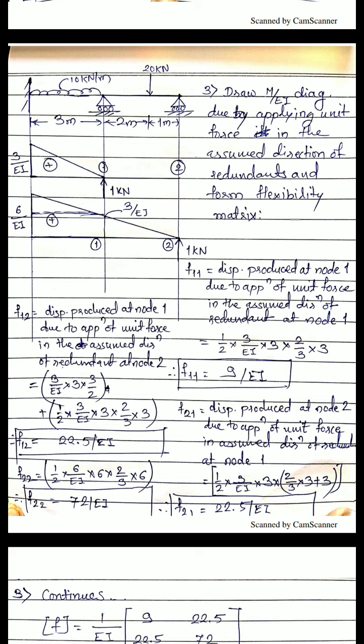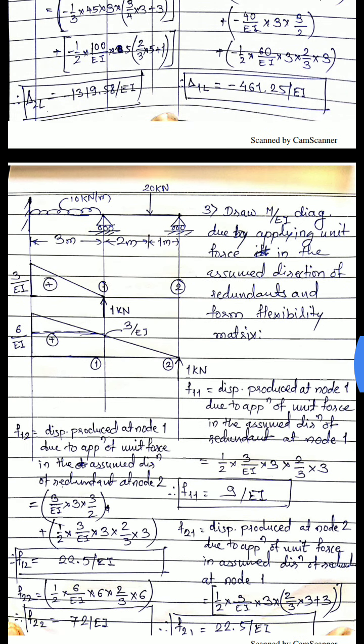So F11 and F21, these two values you get from the first figure, because F11 or F21 is nothing but the displacement produced at node 1 and node 2, due to application of unit force in the assumed direction of redundant at node 1 only. That means if you apply unit force in the direction of RB, then only you can have these two values F11 and F21, right? F11 is the displacement produced at node 1, so you are interested in measuring the distance from node 1 only, and F21 is the displacement produced at node 2, so you measure the distance from node 2 only.